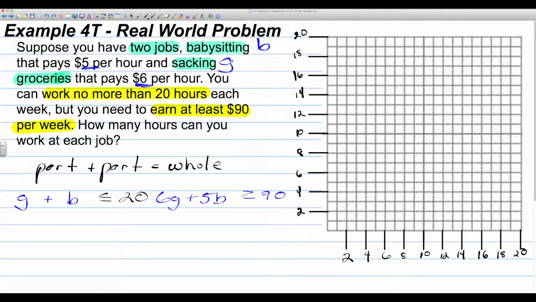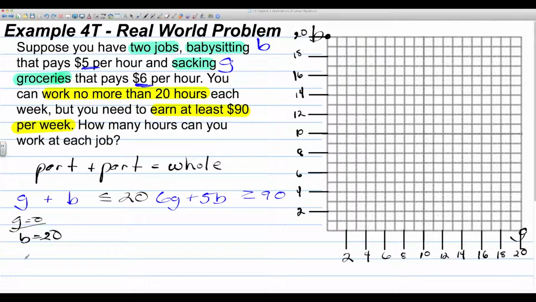Well, that's going to depend on where we put our variables. And in this case, we can just put our b up here, making the vertical axis our b, and down here, g, the number of hours that we work with groceries, and over here, the number of hours we babysit. So if we use this simple 0, 0 method, if we say g is equal to 0, so we get rid of g, b is going to have to be equal to 20. So when we don't buy groceries, we're going to babysit for 20 hours. So that's our one ordered pair.